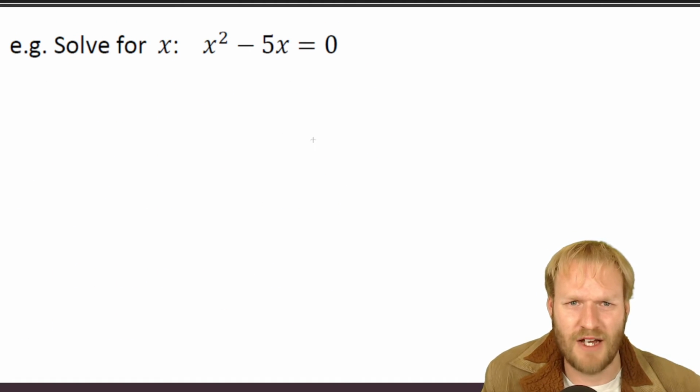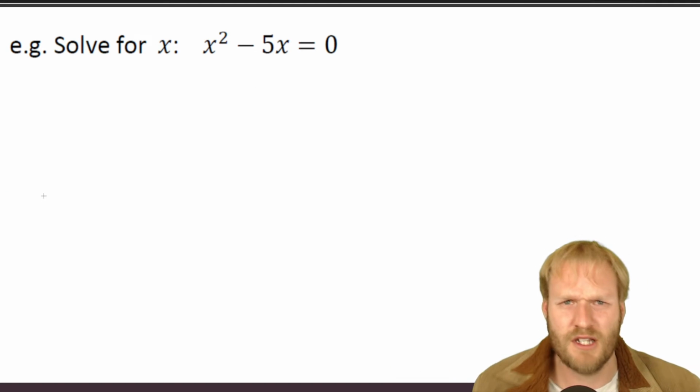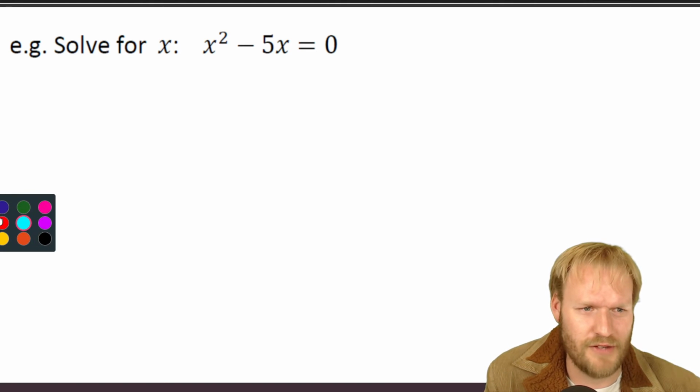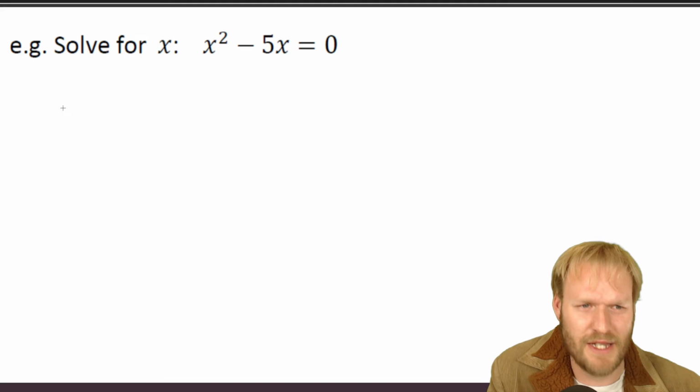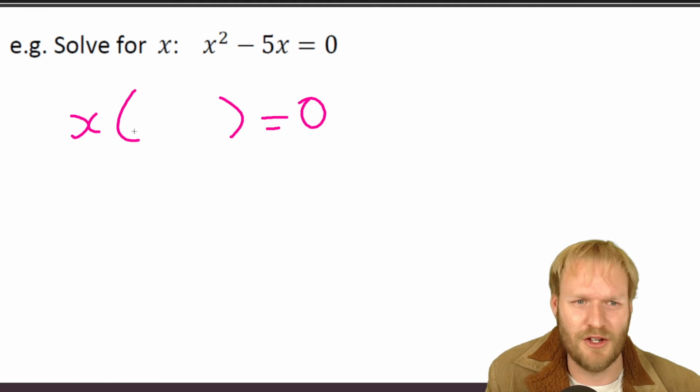x squared minus 5x equals 0. Okay, so we just need to factorize the left-hand side. What's the first thing you do when you factorize? You look for a common factor, and I see a common factor here. I'm going to take out a common factor of x. So x goes into both of those. x times what gives us that? Minus 5.